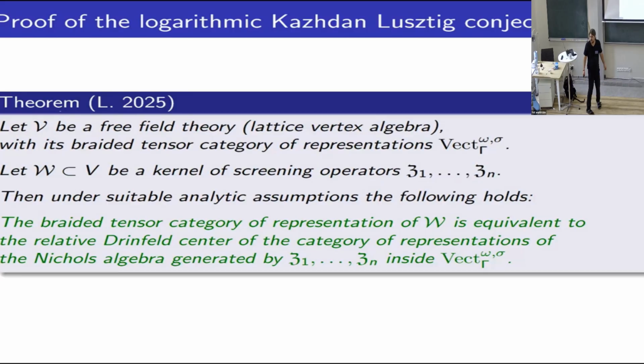But these categories here, they're rigid, right? The relative Drinfeld center is rigid. Yes, in this case, it's rigid. So here it's all rigid. So it doesn't cover W2,3? No. Why does it not?